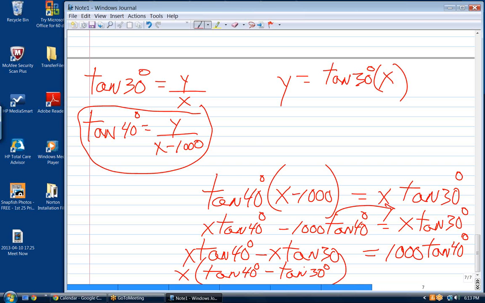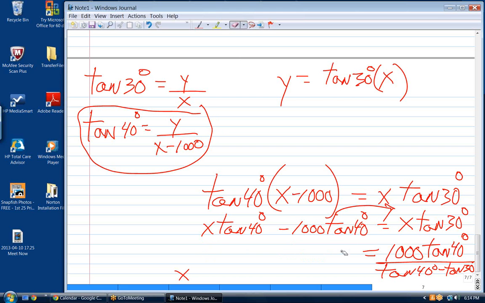You can't just say that's equal to the tan of 10. I don't care what that's equal to. I'm solving for x, so I'm going to divide both sides by that. Now we have x in terms of nothing but numbers. So x is equal to this.